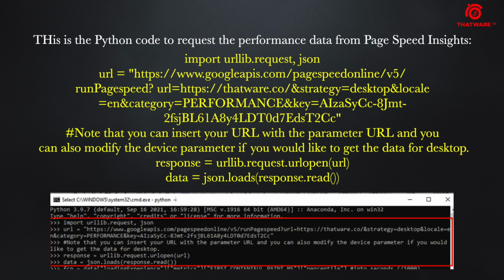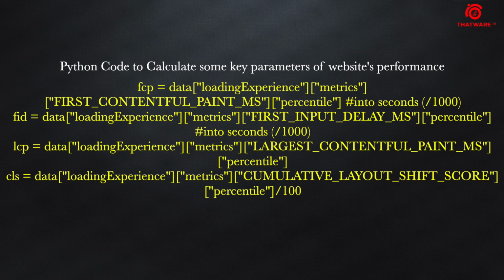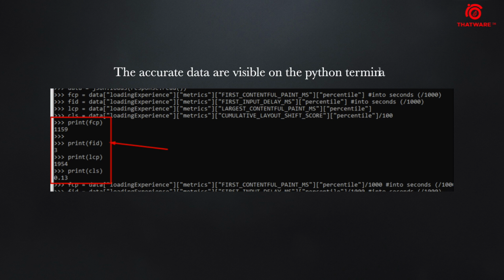I'll share the code for you guys, so you can simply copy and paste this code, and then here are some of the key parameters which can be found from your page speed. So FCP will give you the first contentful paint, FID will give you the first input delay, LCP will give you the largest contentful paint, CLS will give you the cumulative layout shift, and so on.